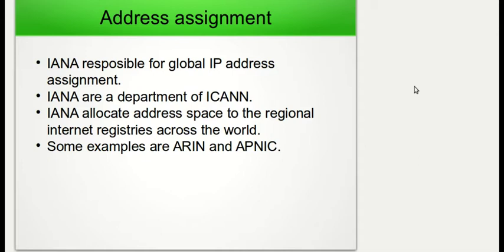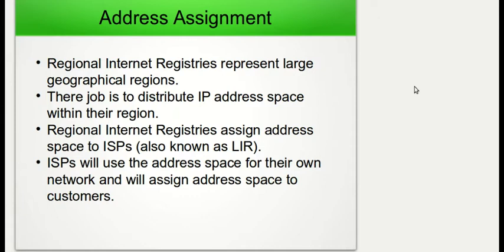Now the IANA don't actually assign addresses or address spaces to companies or to businesses or to ISPs. Instead, they allocate address space to regional internet registries across the world. Some examples are ARIN and APNIC. And these regional internet registries represent large geographical regions. So as an example, there'd be one regional internet registry for Asia, one for America, one for Europe, one for Africa. And their job is to distribute the IP address space within their region.